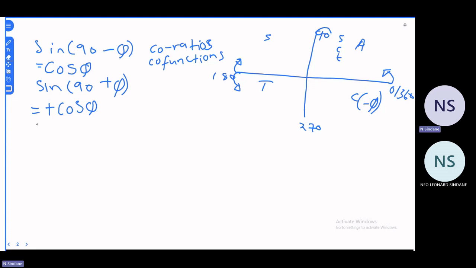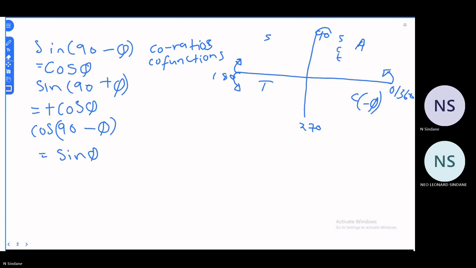Then let's say I want to know what is cos of 90 minus theta. In this case, if I say 90 minus, I'm falling into the first quadrant where all of them are positive. So this will give me positive what? This will give me positive sine theta.